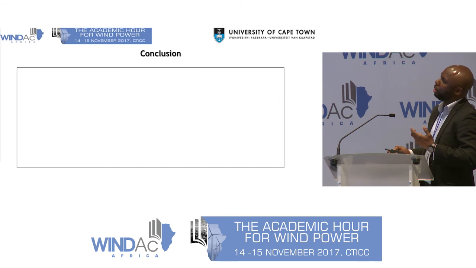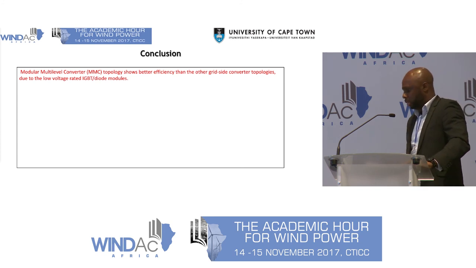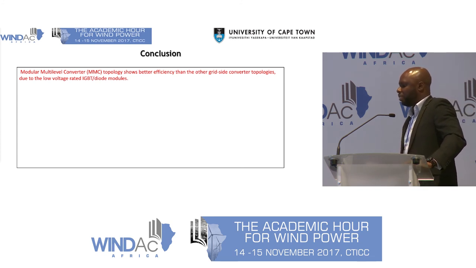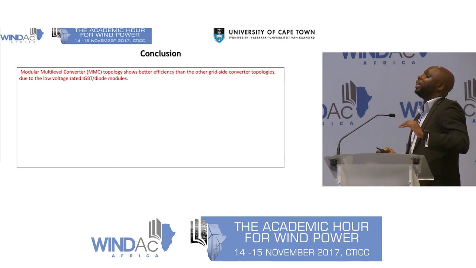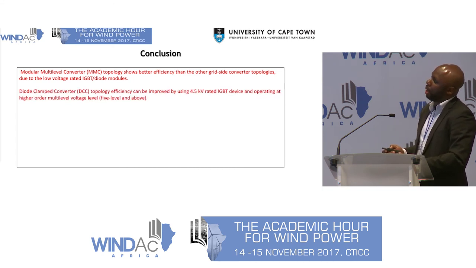Now, based on our results, one of the things we obtained in our study was that the MMC, modular multi-level converter, showed better efficiency than other grid-side converter topologies due to the low voltage-rated values of the IGBTs and diode models. But a downside to this is that the complications required in boosting to this level are very high. And if we're using a diode clamp as well, the 4.5 kV rating is actually ideal.